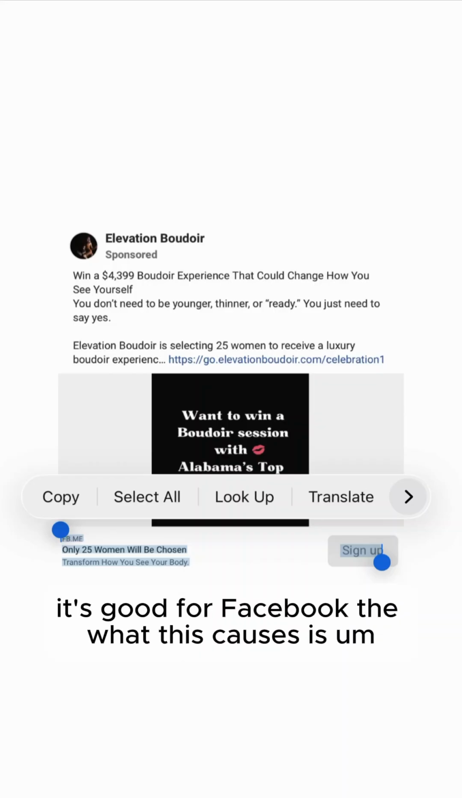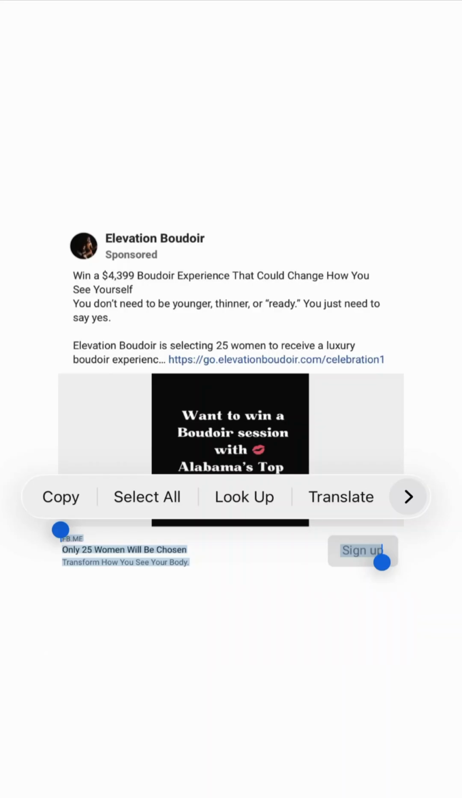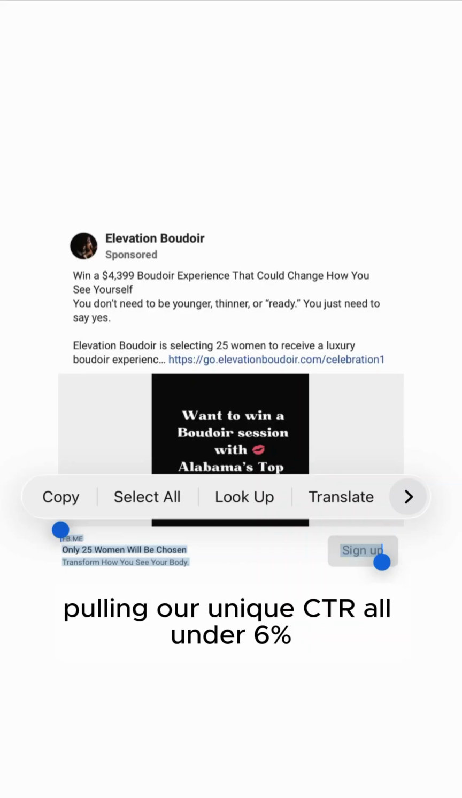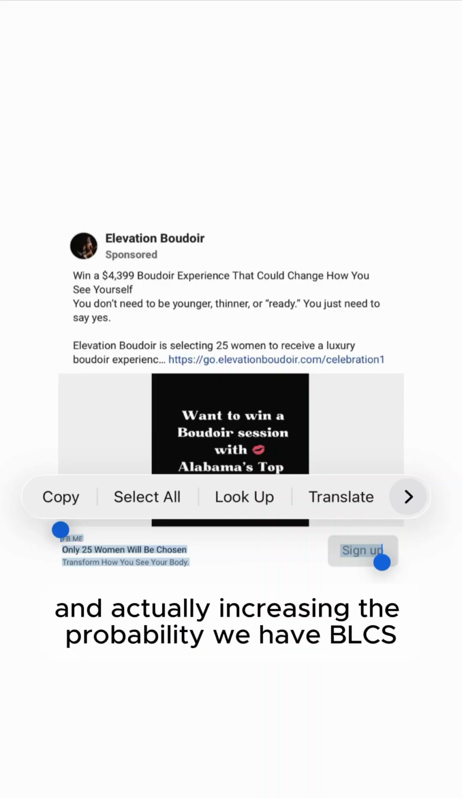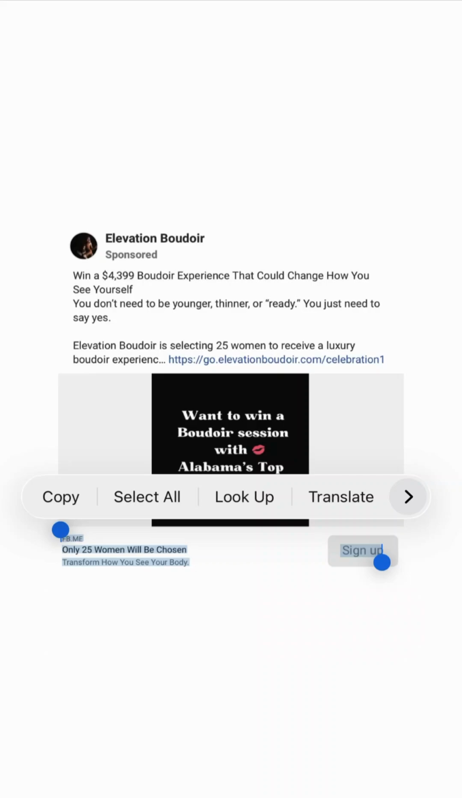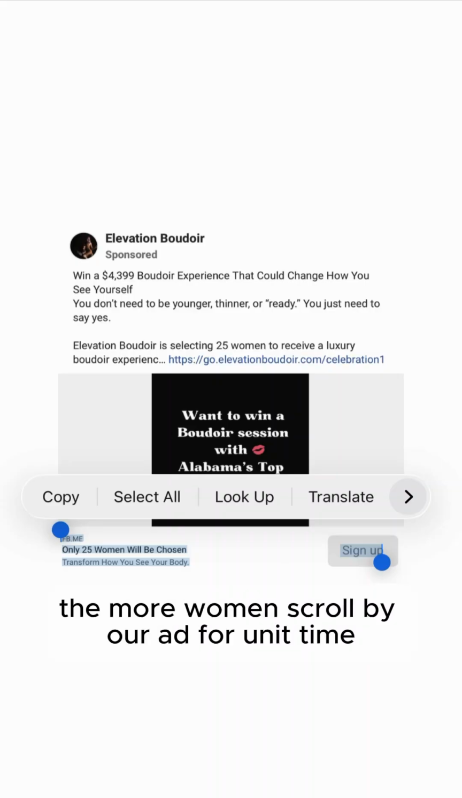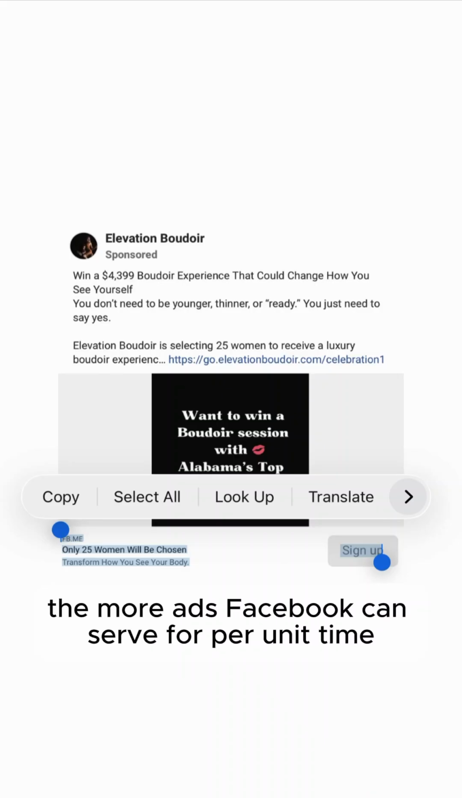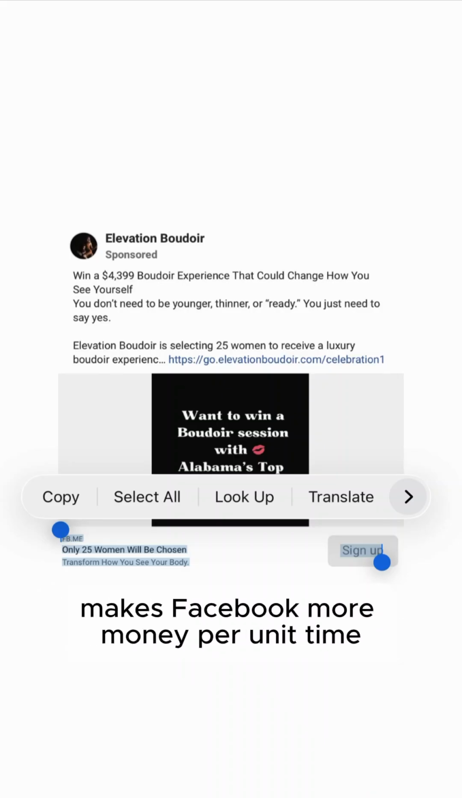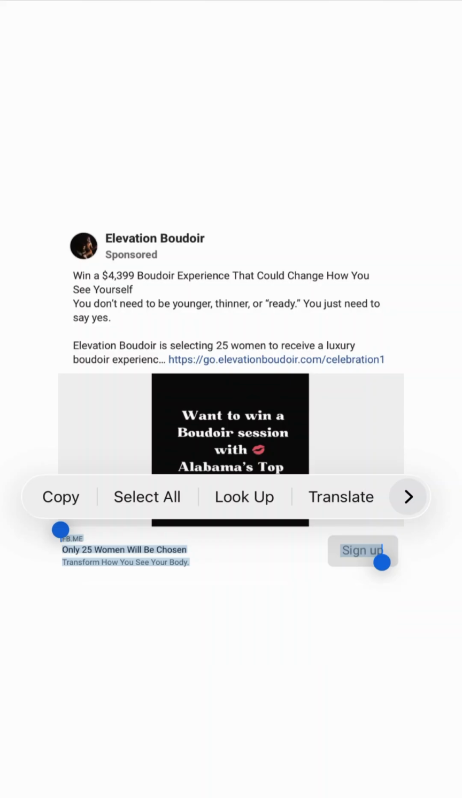What this causes is way more women to scroll by our Boudoir Facebook ads than necessary, pulling our unique CTR under 6%, and actually increasing the probability we have BLCS. And that is because, well, the flip side, the more women scroll by our ad per unit time, the more ads Facebook can serve per unit time. That's why Facebook wants us to fill this out. It makes Facebook more money per unit time.